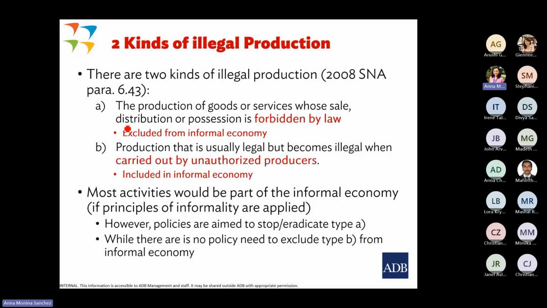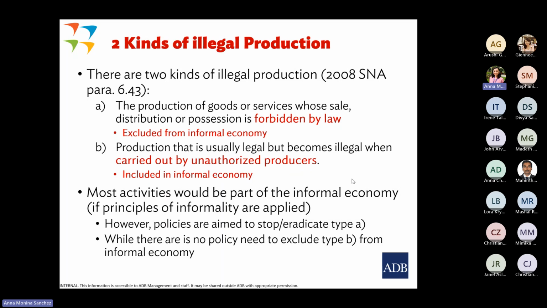There are two kinds of illegal production that are described in the 2008 SNA, particularly in paragraph 6.43. There is number one, or letter A, the production of goods and services that is forbidden by law. Okay. Number two, or letter B, production that is usually legal but becomes illegal when carried out by unauthorized producers. Okay. So most illegal productive activities would be part of the informal economy if the principles of informality are applied.